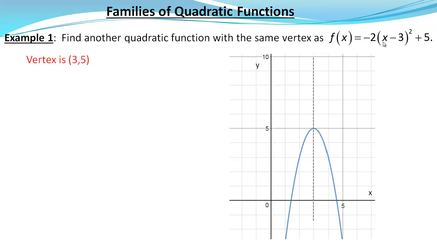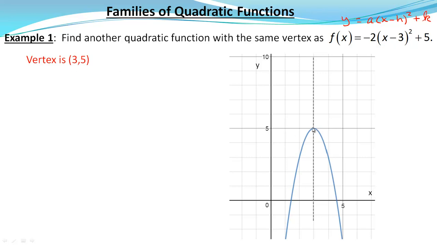Remember, vertex form is often written like this: y equals a times (x minus h) squared plus k. It's a plus k, so this is the y-coordinate. No sign change is needed for the y-coordinate, but it's x minus h, not x plus h. That's why if it's x minus 3 squared, then 3 is the x-coordinate of the vertex. So the vertex is at 3, 5.